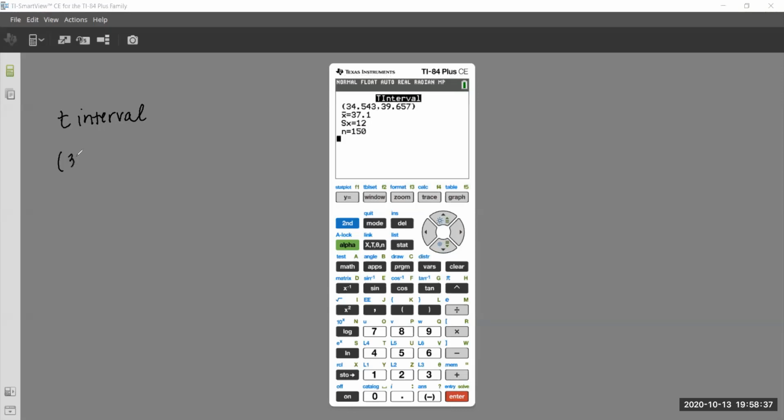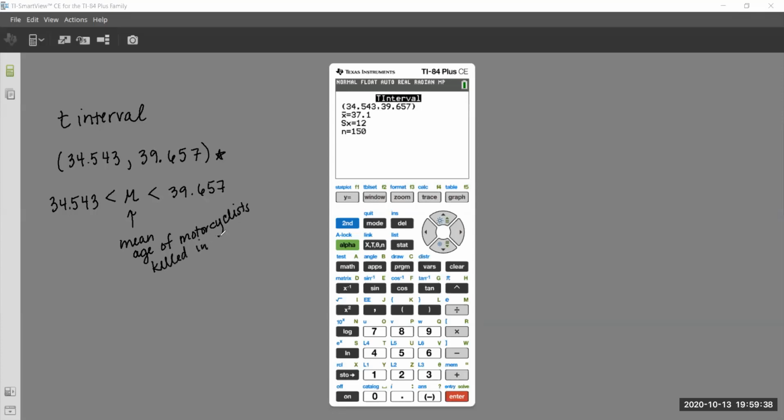So our interval is from 34.543 years to 39.657 years. Just to remind you, we were talking about a confidence interval of the mean age. So you can leave your result like this, or, talking about the population mean, the mean age being between 34.543 and 39.657. Remember, this is representing the mean age of motorcyclists killed in accidents. You don't have to write that in, I'm just doing it because it's notes. No, it's not the easiest topic to talk about.